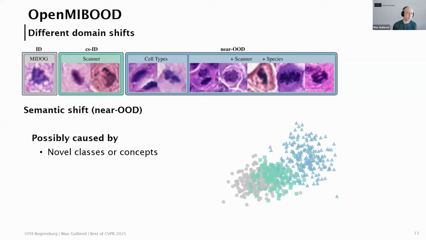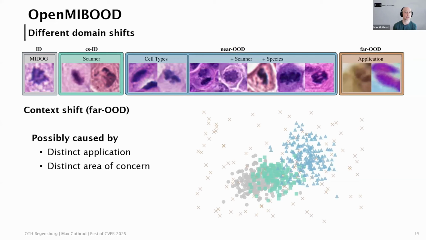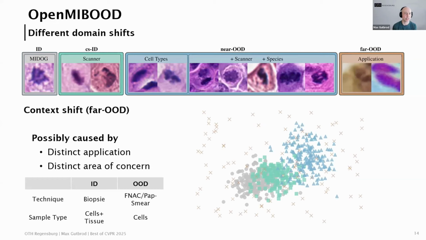And well, we expect such data to be distinct from our training distribution, but still with some significant overlap, as can be seen by the blue triangles. And our final category covers context shift, and that is often described as far-OOD data. In medical imaging, this shift can happen if a clinician uses an AI model on a completely different kind of data, let's say. And for this category, we selected two data sets with different cell extraction techniques of the cells compared to our in-distribution data.